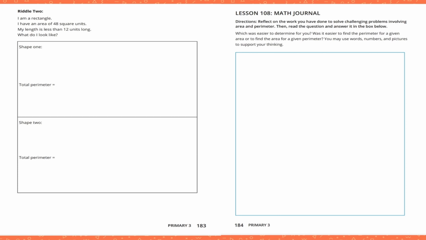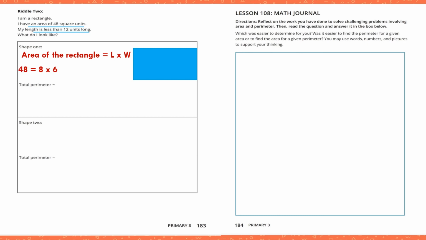Riddle 2. I am a rectangle. I have an area of 48 square units. My length is less than 12 units long. So the area of a rectangle will be length times width. And 48 can be divided into 8 and 6. So the length will be 8 and width will be 6 centimeters.